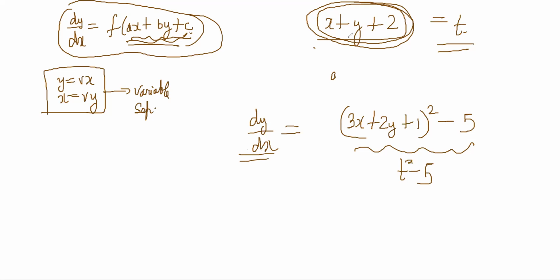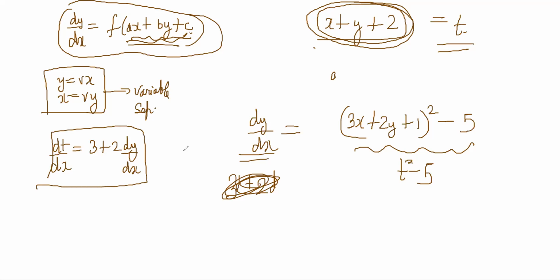And this one will come as 1 plus 3 plus 2 dy, 2 dy by dx is dt, right? So you will get dt by dx is equal to 3 plus 2 dy by dx. So this one is also ultimately getting into a variable separable form, but in a slightly different way, no?